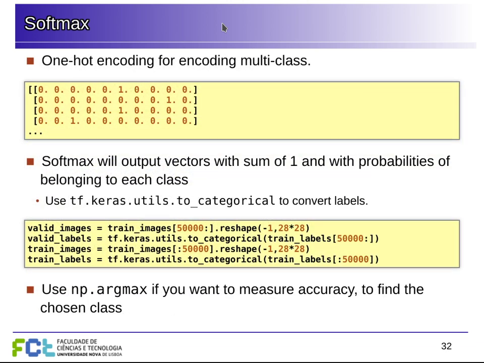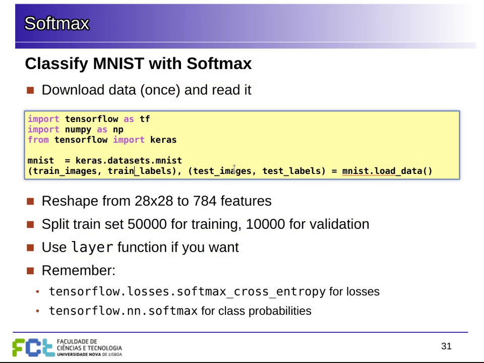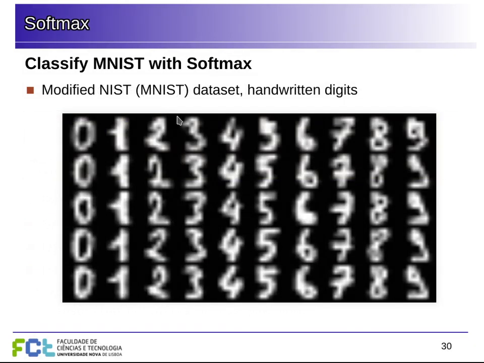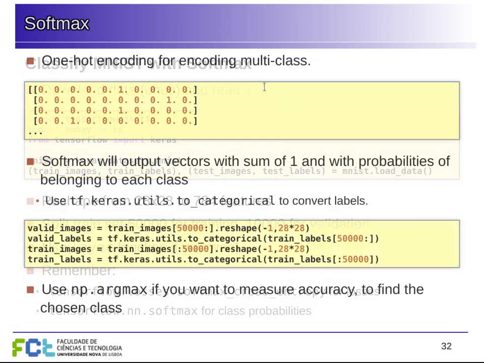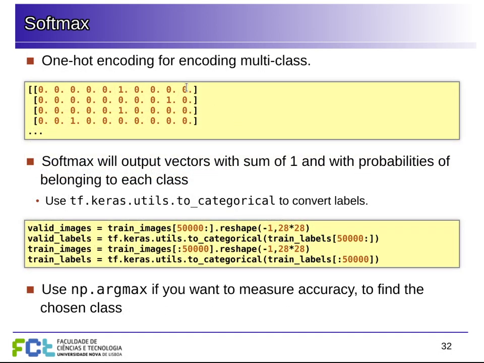Another thing is that these labels that you get, so the train labels and the test labels, are integers from 0 to 9, which correspond to the actual digits that you have here. But for softmax multi-class classification, what you need is to have 10 output neurons, and then attribute a probability to each of the classes. So you're going to need to do one hot encoding for your data.